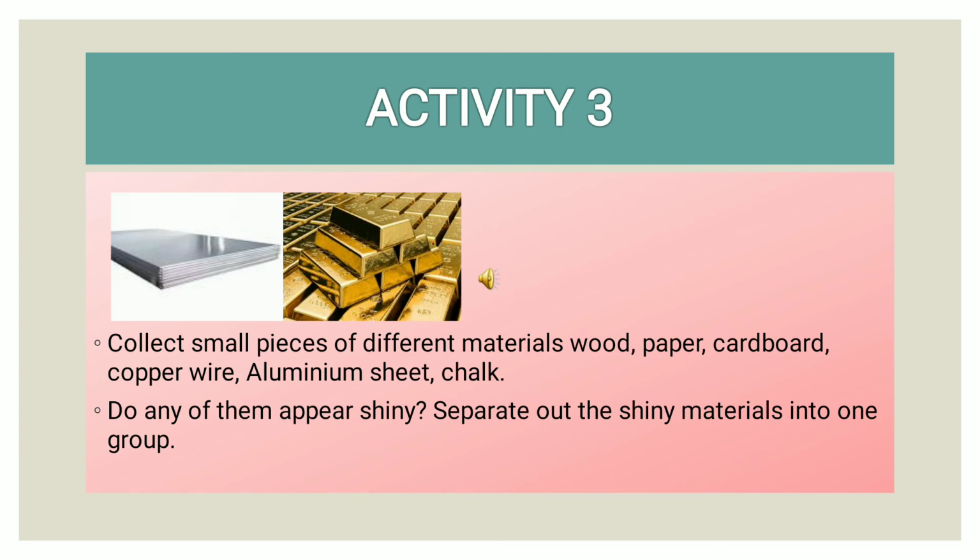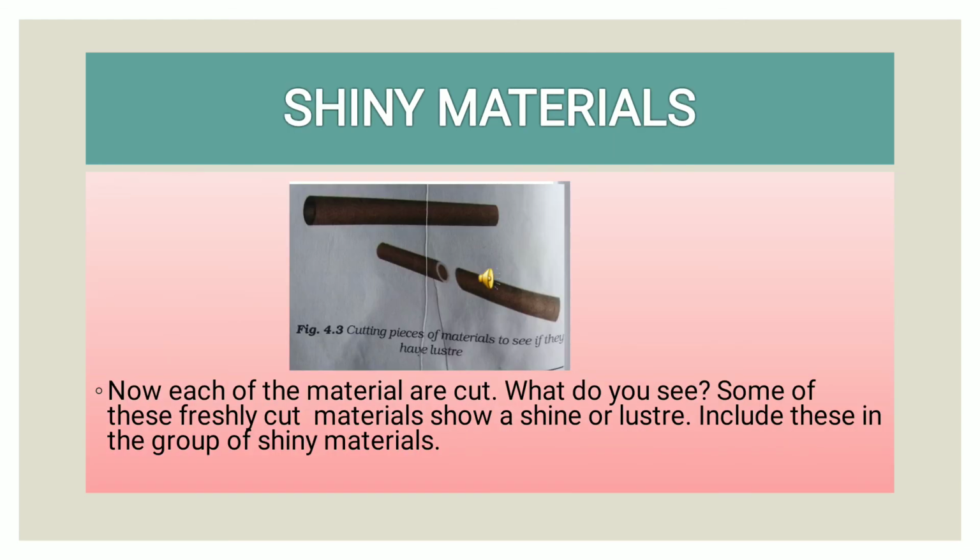In this, we will collect certain pieces of different materials: wood, paper, cardboard, copper wire, aluminium sheet, chalk. Now, do they have a shiny appearance? Separate out the shiny materials into one group. Shiny materials. Now each of the materials is cut. What do you see? Some of these freshly cut materials show shine or luster. Include these in the group of shiny materials.